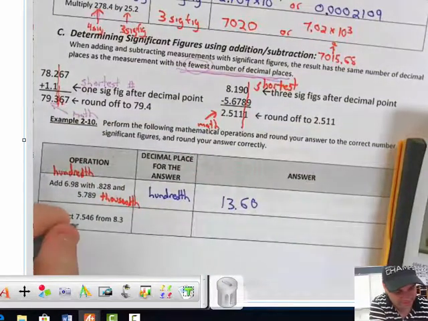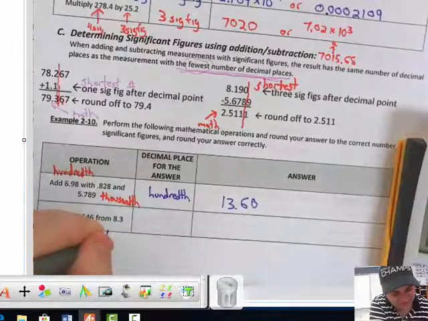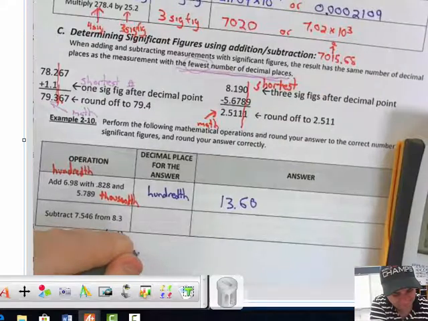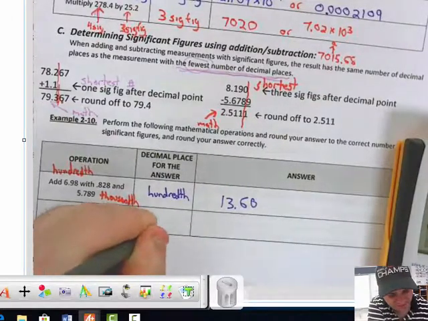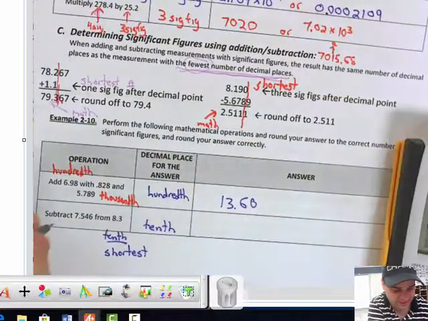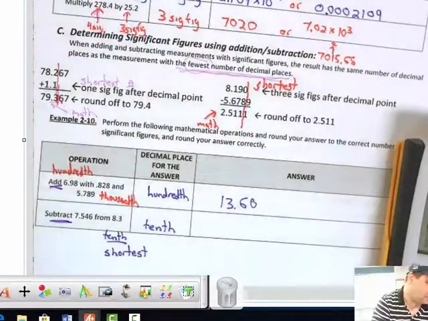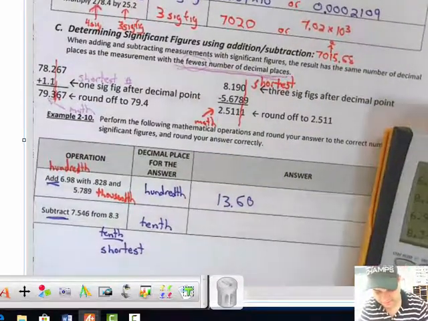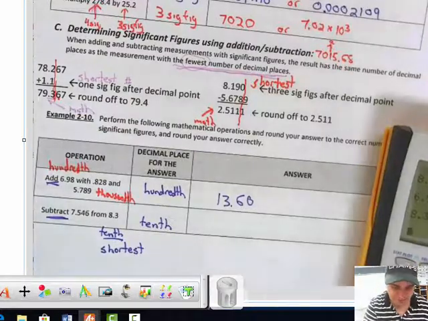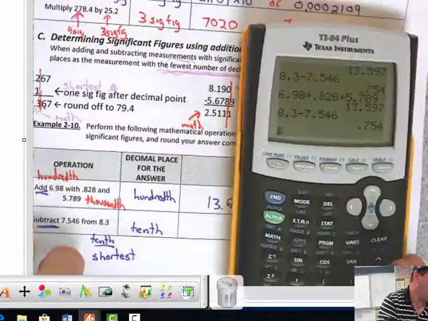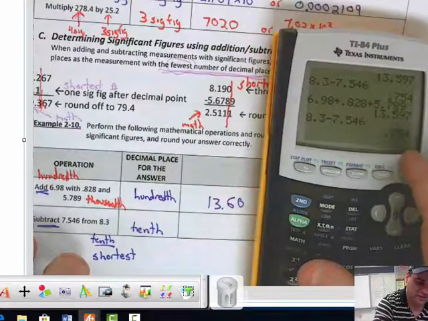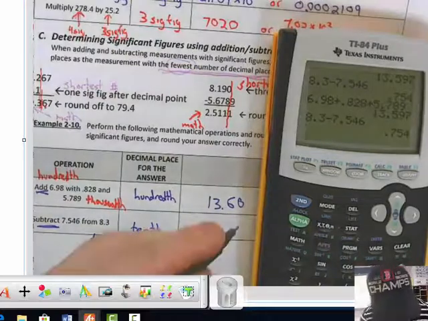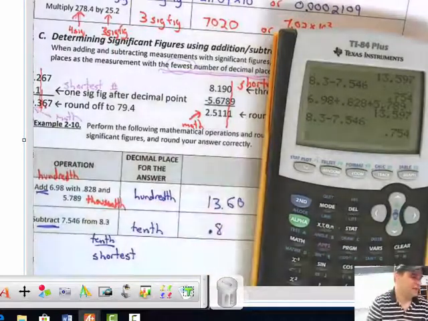Okay? Here, this is to the thousandths place, and this is to the tenths place. The tenth is the shortest, right? So I'm going to round my answer to the tenths. And this is what we do for adding and subtracting. Remember, there's a different rule for multiplying and dividing. So then you do 8.3 minus 7.456, and you get 0.754. The tenths place is the 7, so we look at the hundredths place, that's a 5, that's going to round up. So the actual answer to this is 0.8.